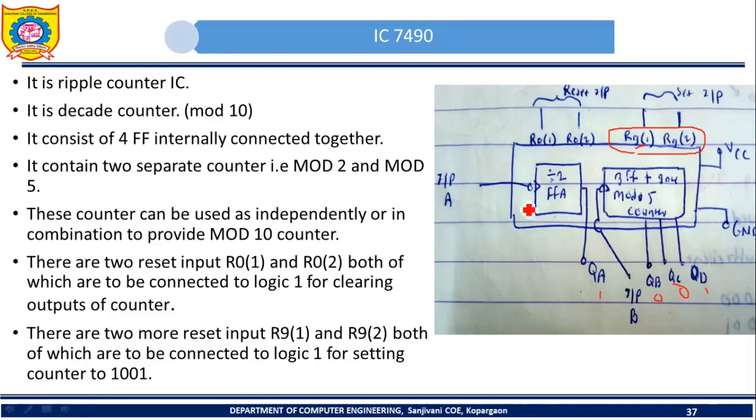So if you want the output of this particular counter to reset to 1001, you can make use of these two pins. What you have to do is simply connect these two pins to logic 1. If I apply logic 1 to these pins, the output of the counter will reset to 9. And if you don't want to use this reset pin, then these reset pins should be connected to logic 0. Please try to understand, these pins are active high pins.